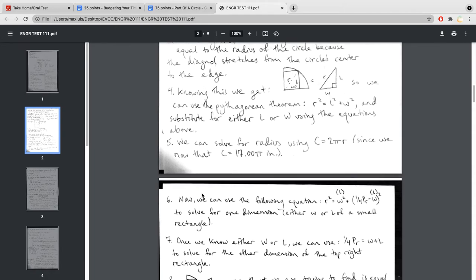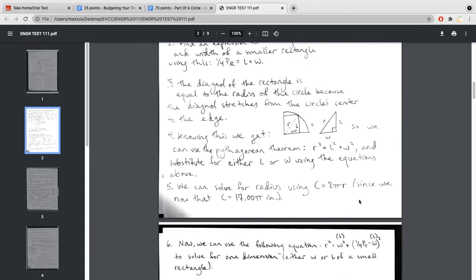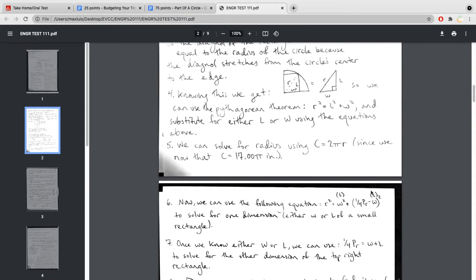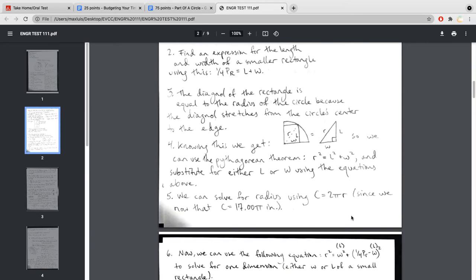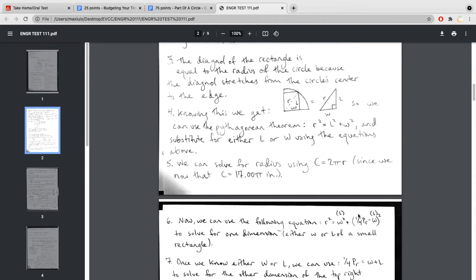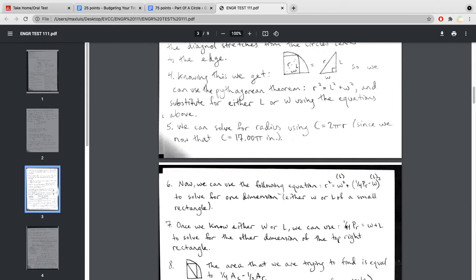So now that we know the radius, we can use the following equation. R squared is equal to W, the width of the smaller rectangle, squared, plus, and it usually would be the length of the smaller rectangle squared, but we got up here that 1/4 of the perimeter of the large rectangle minus the width of a small rectangle is equal to the length of a small rectangle. So we can substitute this expression right here in for the length, and then square that.